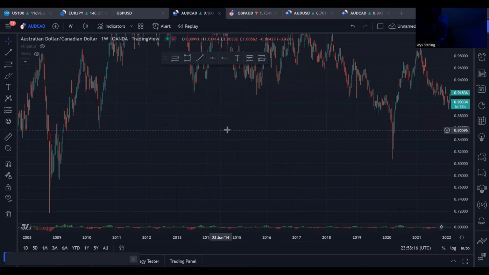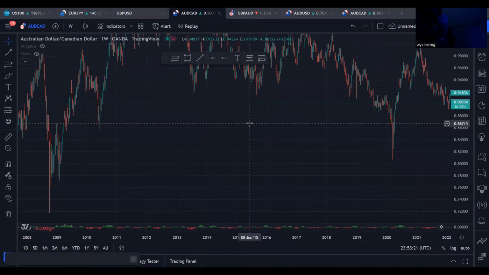Okay, so today I'll be teaching you guys how to draw valid support and resistance lines. How to draw a valid support and resistance line.